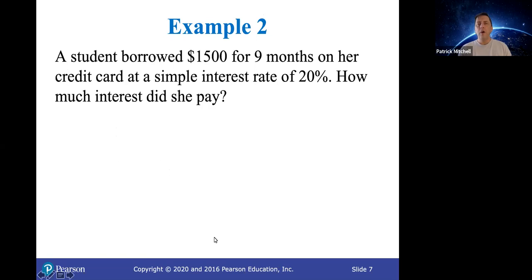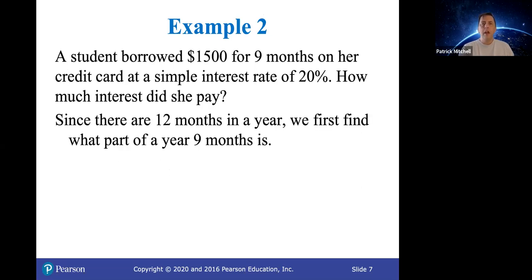A student borrowed $1,500 for 9 months on her credit card at a simple interest rate of 20%. How much interest did she pay? So in this case, the time is given in months, so we have to convert that to years. Since there are 12 months in a year, we first find what part of a year 9 months is. And of course, that's just 9/12, which simplifies to 3/4.